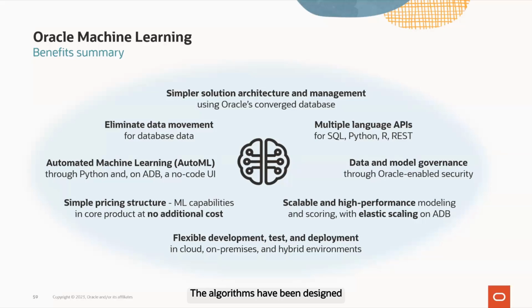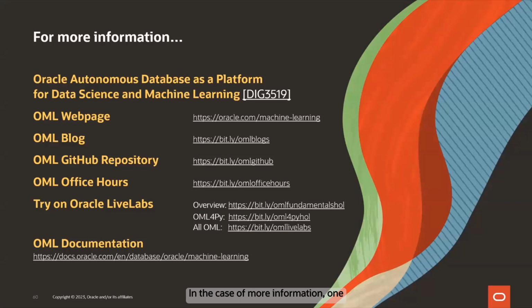The algorithms have been designed for scalability and performance, taking advantage of database capabilities. And on Autonomous Database, elastic scaling is available as well. And finally, flexible development, test, and deployment. So whether you're in the cloud, on premises, or a hybrid environment where maybe you do some work in the cloud to take advantage of the AutoML UI and deploy models on premises or vice versa, you can do that as well.